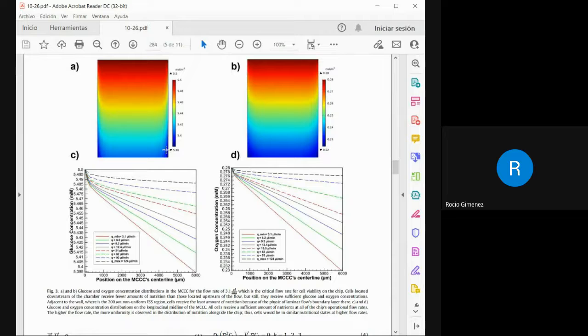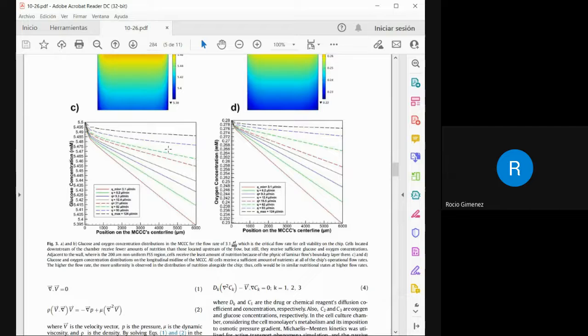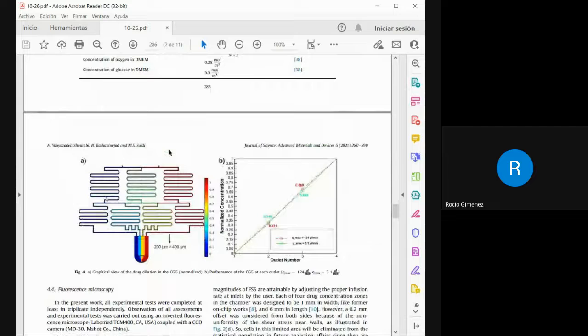And the results obtained proved the point that none of the cells at any location of the monolayer would ever suffer from a lack of nutrients in all the chip's operational flow rates. They demonstrate that the dimension and the performance of the engineered concentration gradient, the channel size and the mixing length were designed to have 4 outlet concentrations with less than 5% deviation from the ideal mixing states. And also the gradient generator maintains its performance at different inlet flow rates.